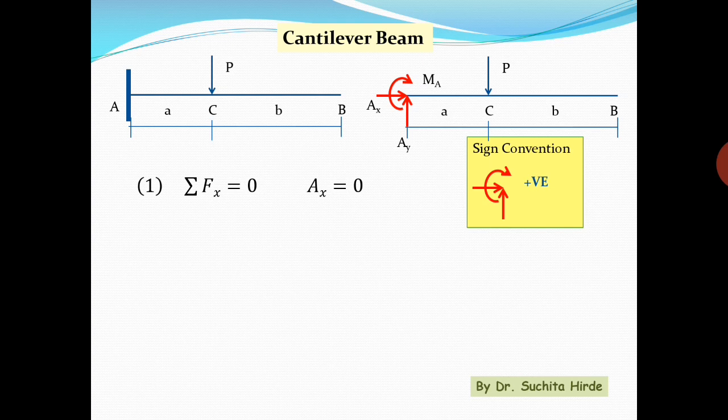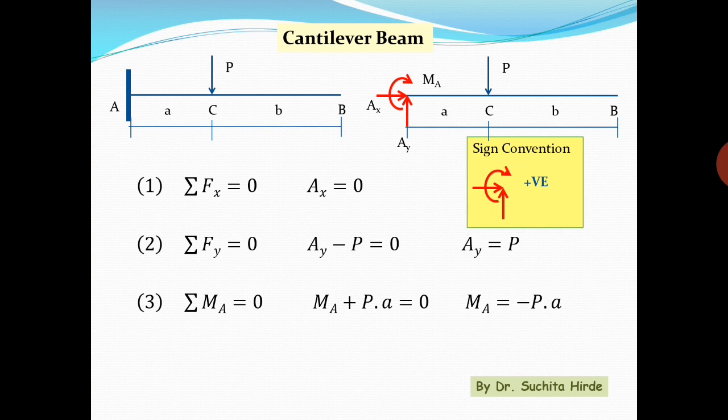So here in vertical direction there are two forces, Ay and P. Since Ay is upward, we are taking positive, and P is downward, we are taking negative. So we will get equation summation Fy equal to 0. So from this equation we will get Ay is equal to P. Now third equation is summation of moment about A equal to 0.